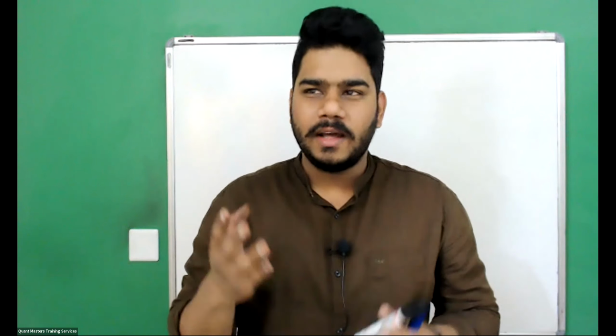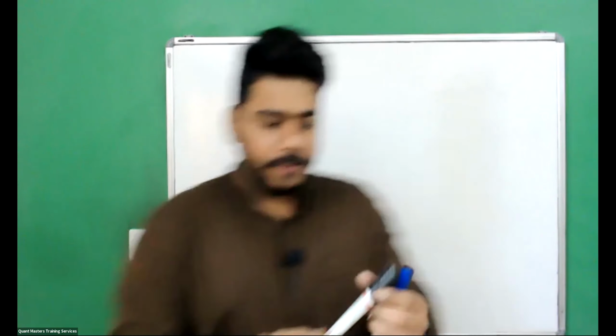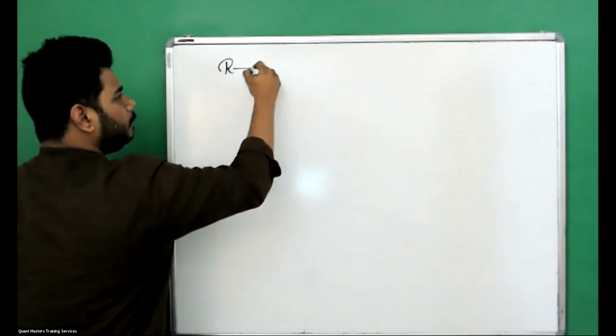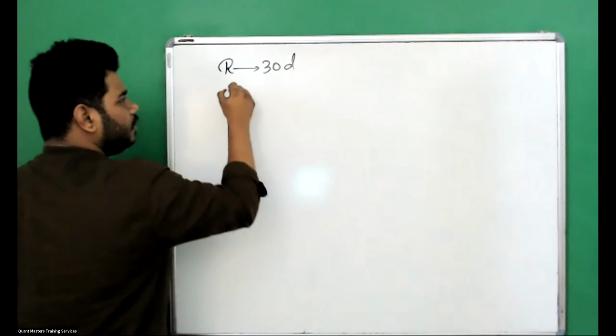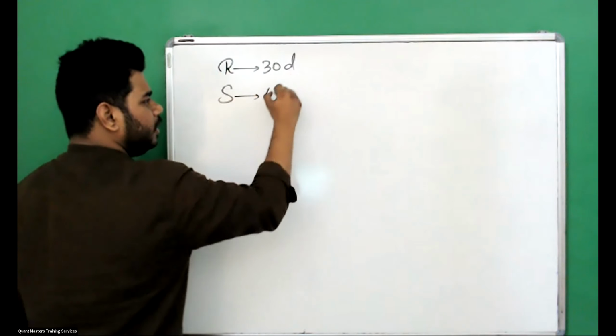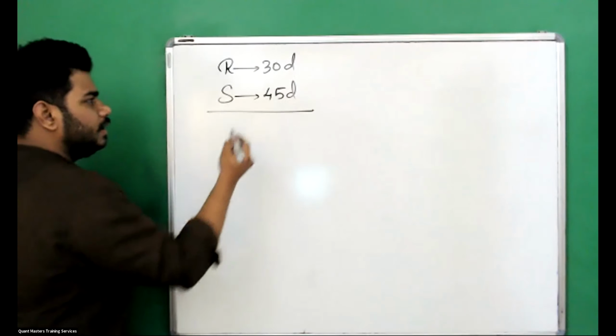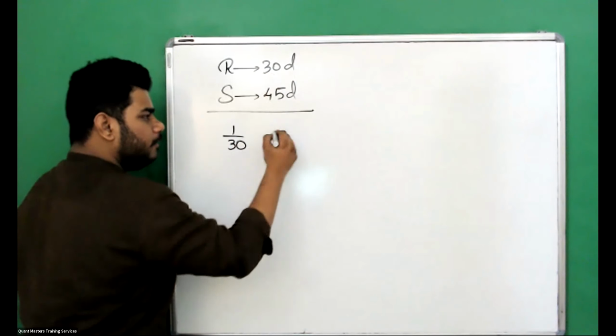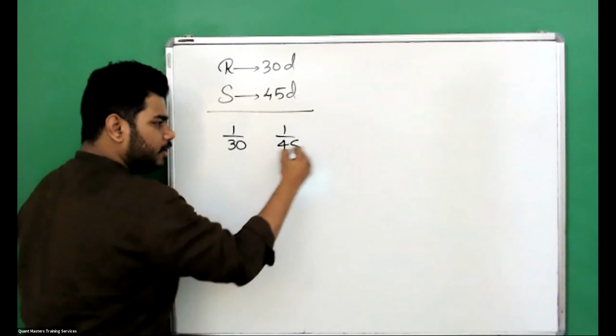Many people use formulas, that is 2xy divided by x plus y, or xy divided by x plus y. They use lengthy methods that use fractions. Let me show it to you. Ram completes the work in 30 days and Sham completes the work in 45 days. Many people take it like this: Ram completes in 30 days, so in one day, 1 by 30. Sham, 45 days, so in one day, 1 by 45.